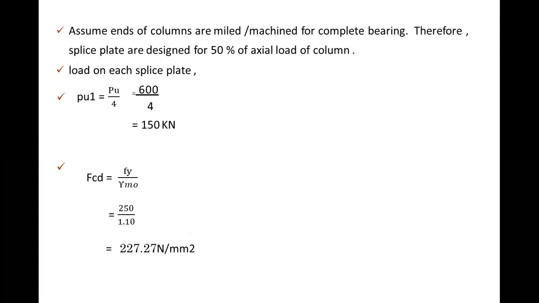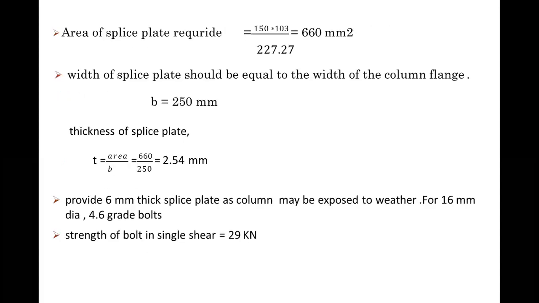Now going next, FCD is equal to Fy by gamma m0, where Fy given in the example is 250 divided by 1.10. So our FCD answer is 227.27 Newton per mm square. Next, the area of splice plate required is equal to load 150 multiplied by 10 to the power 3 divided by 227.27. So our area of splice plate is equal to 660 mm square. The width of the splice plate should be equal to the width of the column flange. So B is equal to 250 mm.